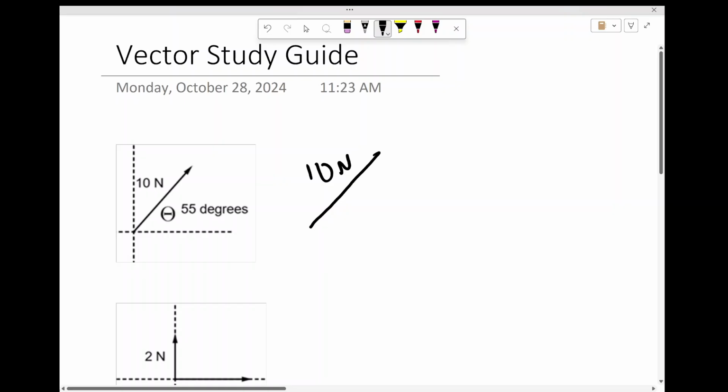Now, the x and y components, as a reminder, are the parts of the vector that lie along the x and y axes. So we'd have the x component here, and we'd have the y component there. So drawing this all together, we would have these at a right angle. We'd have x here and y here. The angle is 55 degrees.